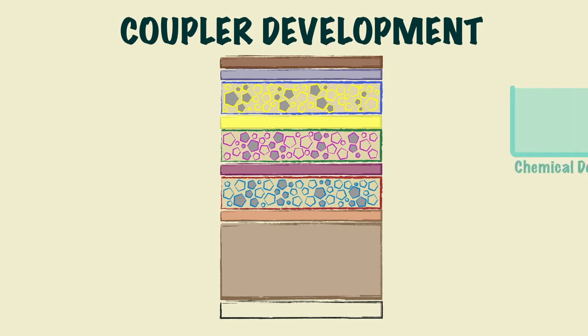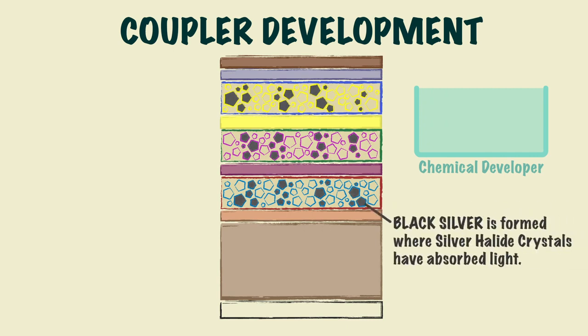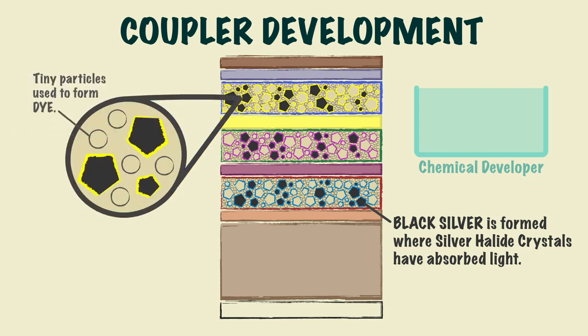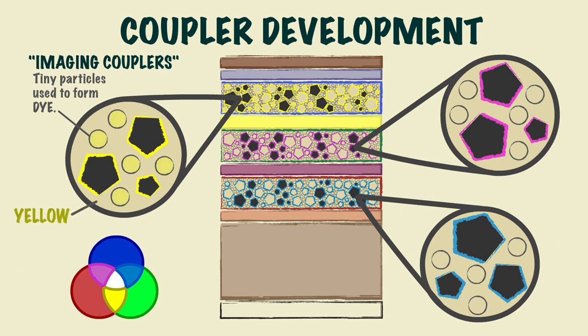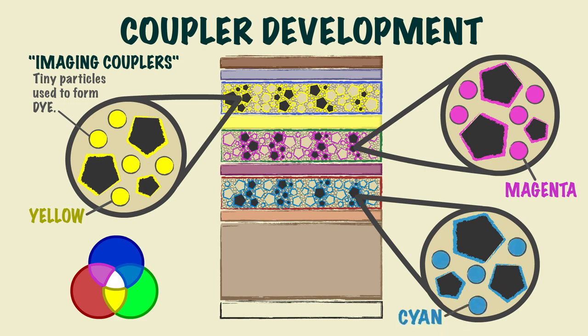The emulsion is dipped in a chemical developer so that actual black silver is formed where the silver halide crystals have absorbed light. Amongst the crystals there are tiny particles that are used to form dye, also known as imaging couplers. Each layer is dyed in inverted colours, so the blue sensitive layer would be yellow, the green sensitive layer would be magenta, and the red sensitive layer would be cyan.